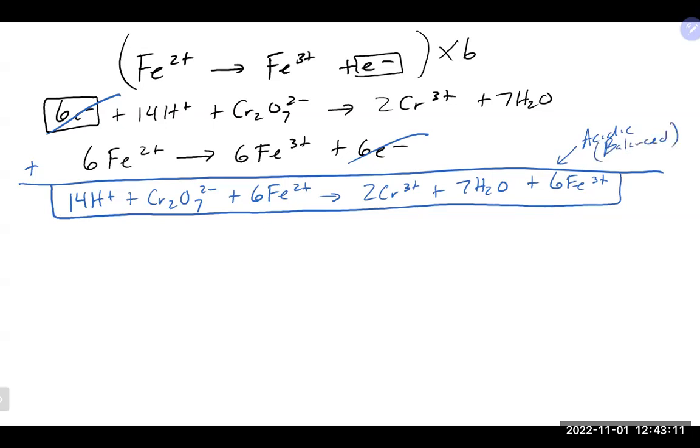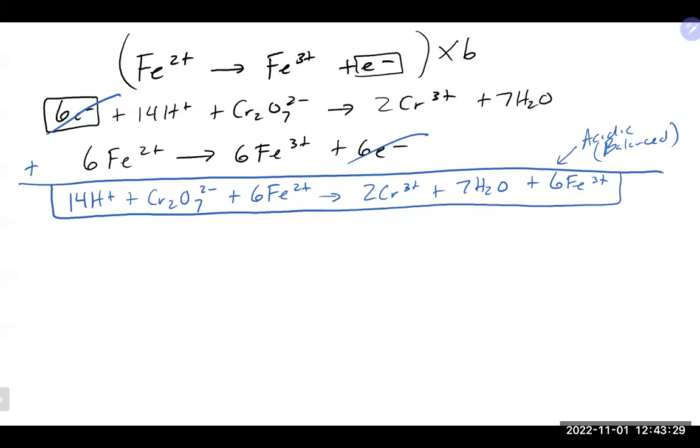Now, how do you know if it's balanced? It actually needs to be balanced basically in 2 ways. It needs to be balanced like a normal equation, which means you have the same number of elements on both sides. And it also has to be balanced that you have the same overall charge on both sides. Again, does that equal 0 on both sides, but it needs to be the same number.